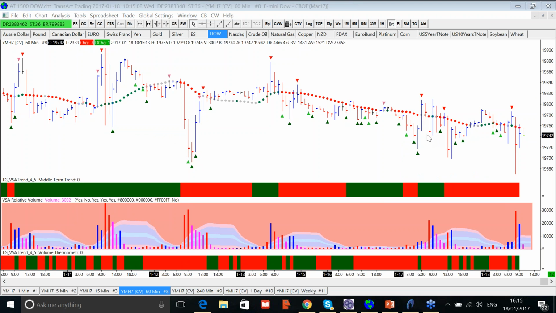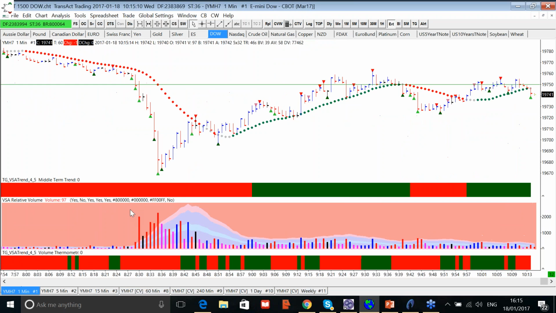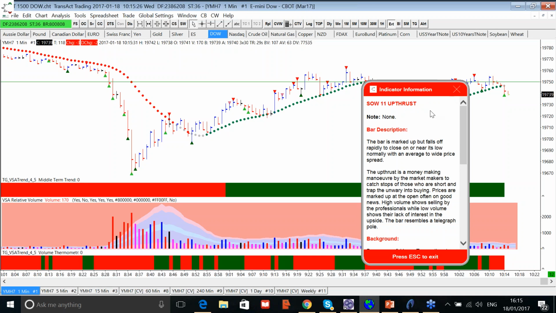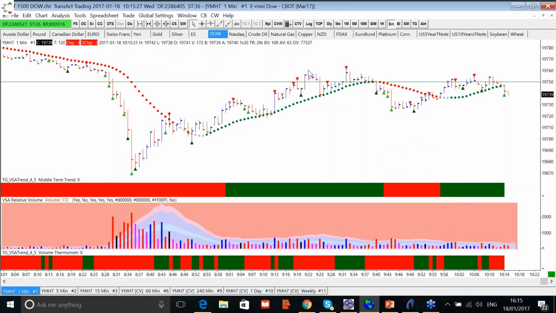Now, when that happens, on the 1 minute chart, we're going to look for the diamonds to start turning red and the market to start breaking down, which is currently what it's doing. So here, there's your up thrust. Again, all happened live, as we saw.